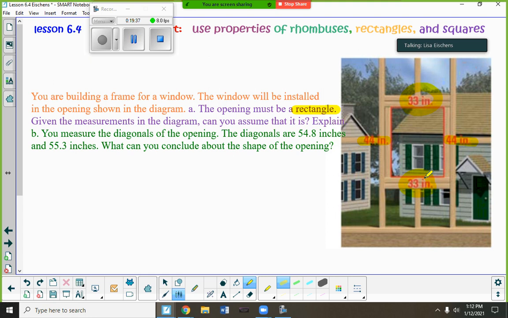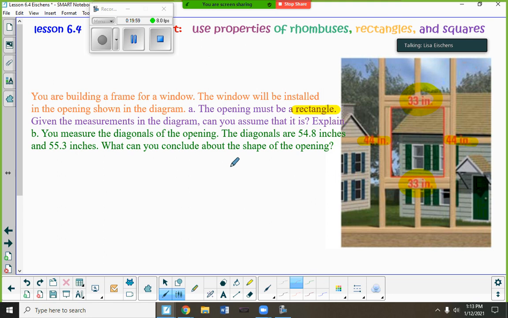What shape did we talk about that has the property that opposite sides are congruent? Which one did I tell you that is true for? Do you remember? Very first beginning of this. Parallelograms. Parallelograms, that's what we know that opposite sides are congruent.